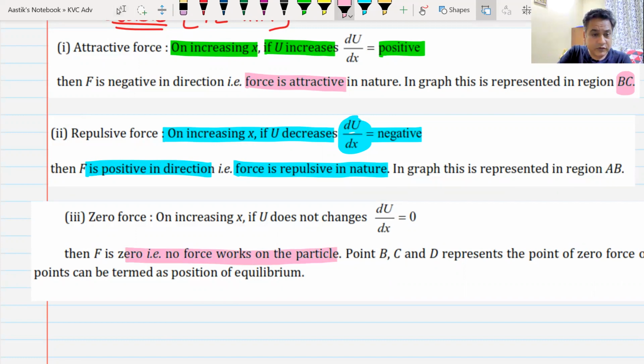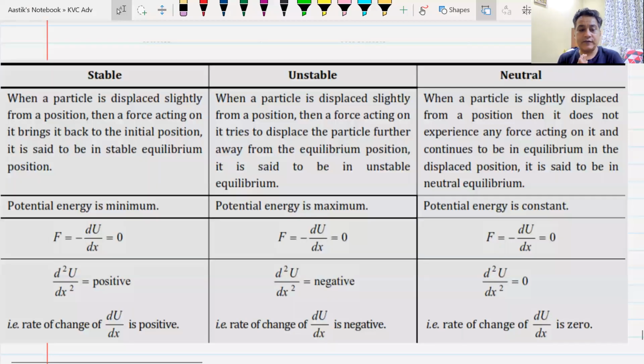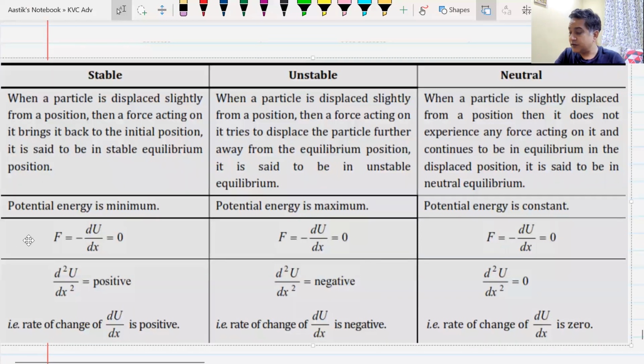Now, if you want more on this, I have this table that I am going to show it to you. You can note them down point by point, side by side in a column form. So this is how they go.